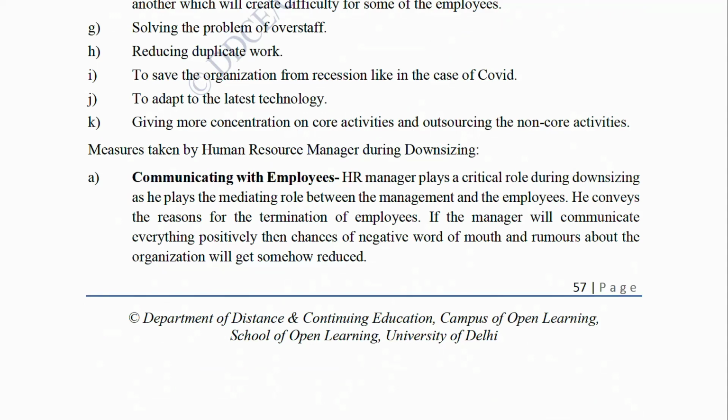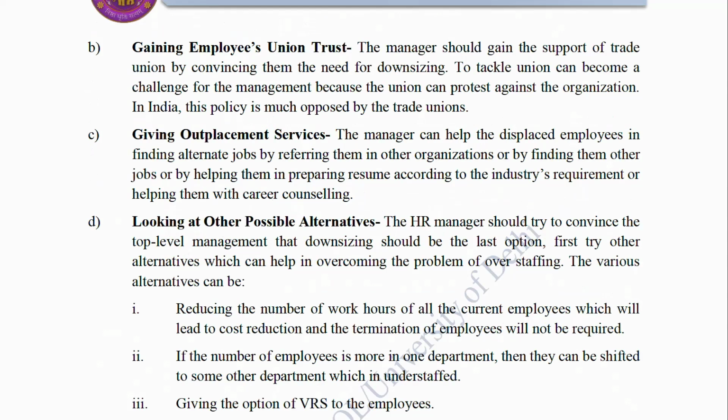Measures taken by human resource manager during downsizing. Number 1, communicating with employees. HR manager plays a critical role during downsizing as he plays the mediating role between the management and the employees. He conveys the reasons for the termination of employees. If the manager will communicate everything positively, then chances of negative word of mouth and rumors about the organization will get somewhat reduced.